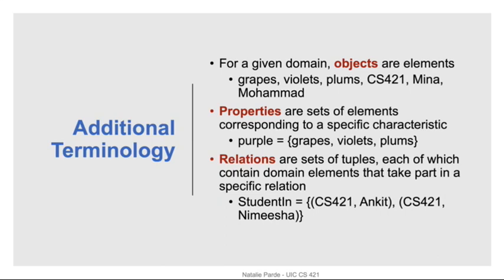For example, we might have a property purple, and its denotation would be the set of elements within the domain that are purple. Relations are sets of tuples of elements within the domain. So, for example, the denotation of the relation student in might have tuples like CS421 Ankit and CS421 Nimisha.